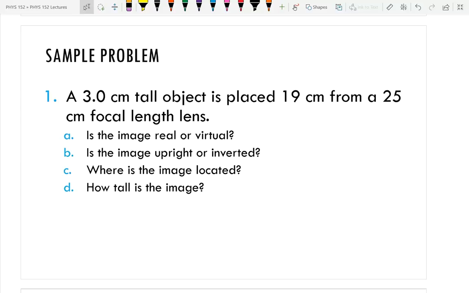Allergic to snails. Allergic to snails? Yeah.